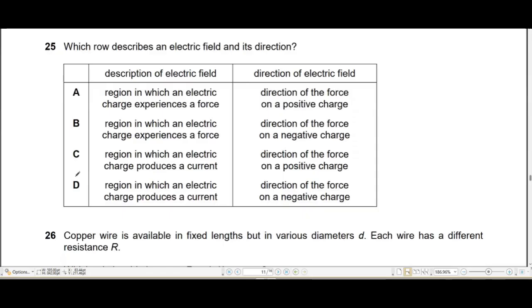Question number 25. Which row describes an electric field and its direction? Electric field is a region in which an electric charge experiences a force. So these two are correct. And the direction of the electric field is the direction of the force on a positive charge. So that is going to be A.